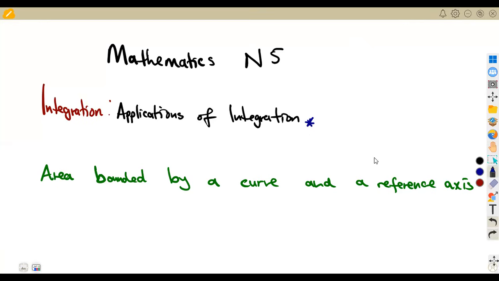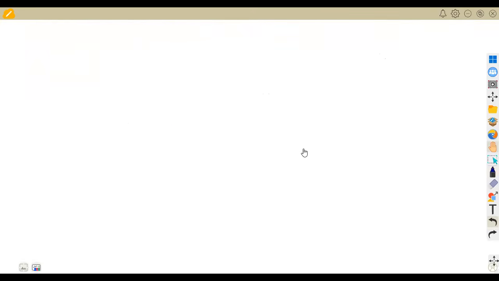And also on this area, it's not just area, but it must be the area bounded by a curve and a reference axis, because we shall have another part where we shall be focusing on the given two functions, or two curves, or two graphs. But in this case, we are just focusing on a single curve, the area being bounded or covered by that curve with a certain reference axis, which can be the x-axis or the y-axis. All right, so we've got two axes that we have. So we're just going to have a sketch of what it is that we are actually referring to.